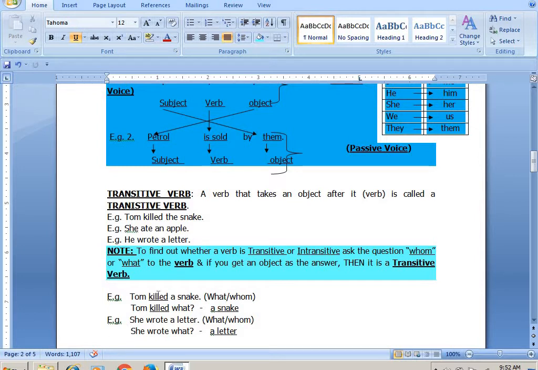To the verb killed. Tom killed what? Tom killed a snake. You got the answer. Over here, you got the answer. Therefore, you know that it is a transitive verb. Then, look here. She wrote a letter.